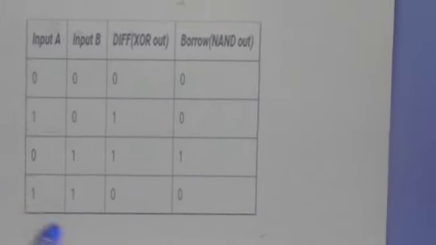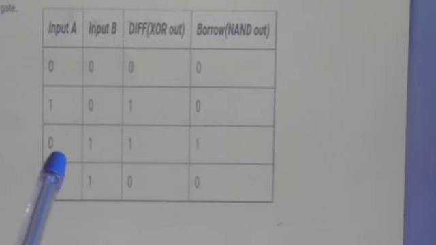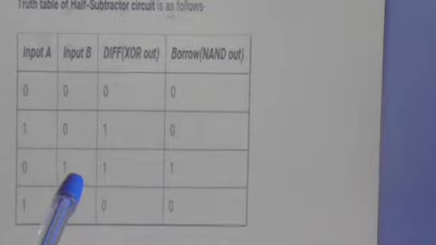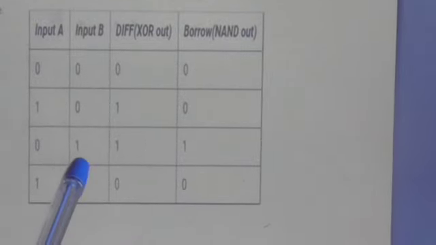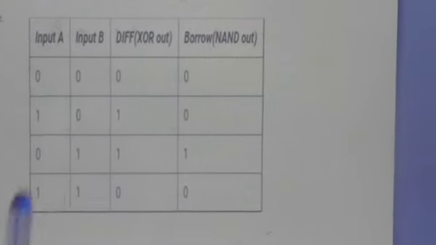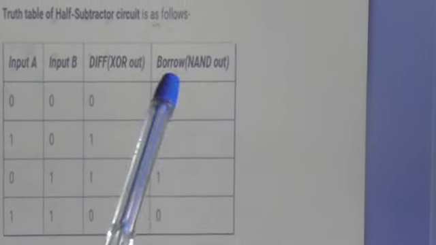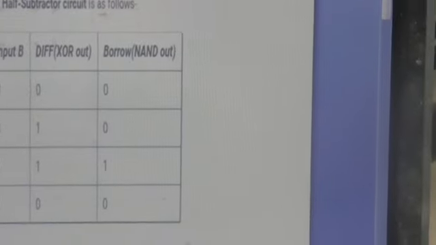The third condition, the most important condition in the half subtractor: if input A is 0 and input B is 1, at that time we get difference 1 and borrow 1. Clear? And the final condition, if both inputs A and B are 1 1, we get difference 0 and borrow 0. Clear?